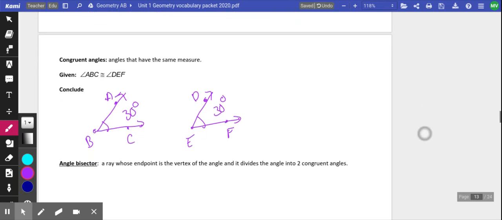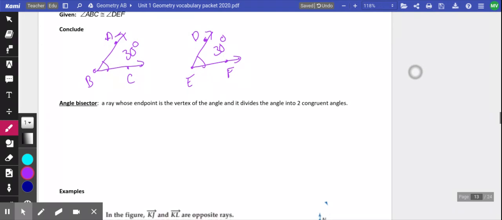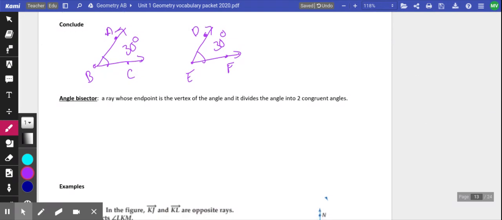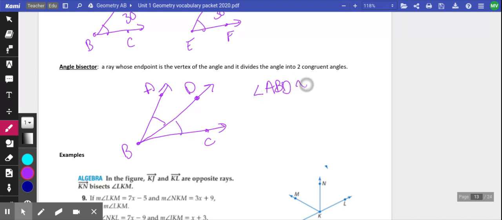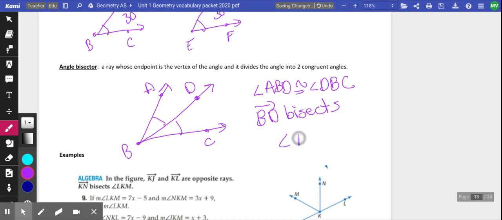An angle bisector is a ray whose endpoint is on the vertex of the angle, and it divides it into two congruent angles. So if I have this angle A, B, C, and I have ray BD, it bisects if angle ABD is congruent to angle DBC. That means that BD bisects angle ABC.